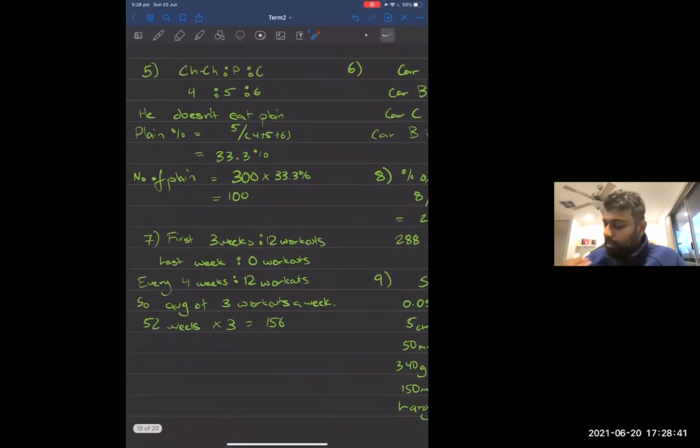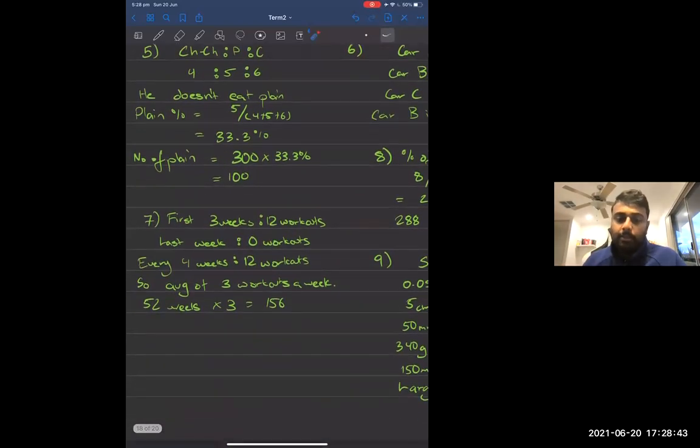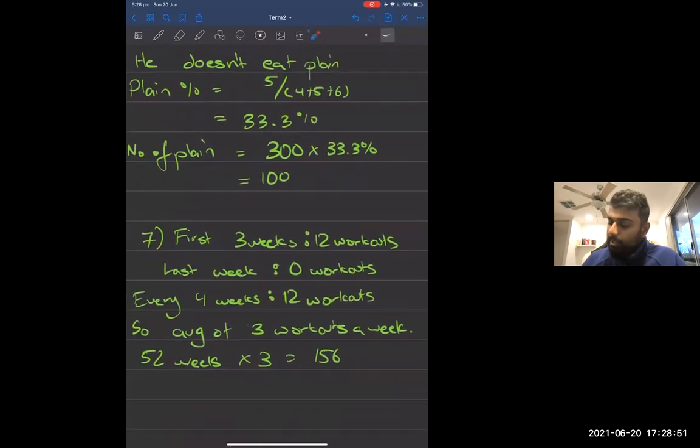Now, question number 7. Melvin's a health fanatic. He works out four times in a week, and every fourth week he takes a rest. So the first 3 weeks that he works out, he'll work out 12 times, right? Which is 4 times 3, which is 12. But during the last week, he takes a break, so he does 0 workouts. So every 4 weeks, he'll work out a total of 12 workouts. Do you guys understand that? Yeah. All good.